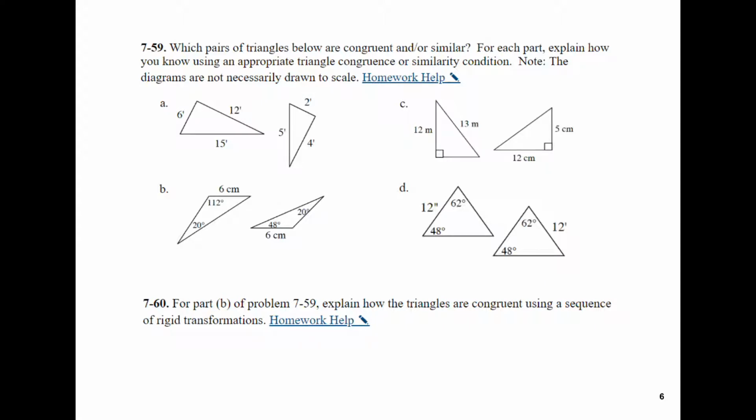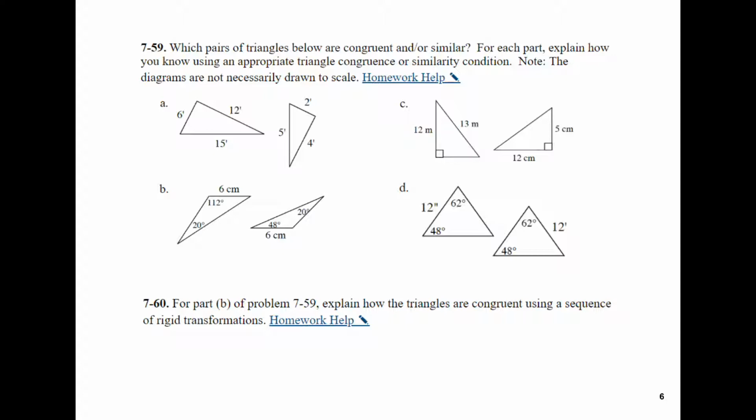7.59 says, which pair of triangles below are congruent and/or similar? For each part, explain how you know using appropriate triangle congruence or similarity conditions. Note the diagrams are not necessarily drawn to scale.